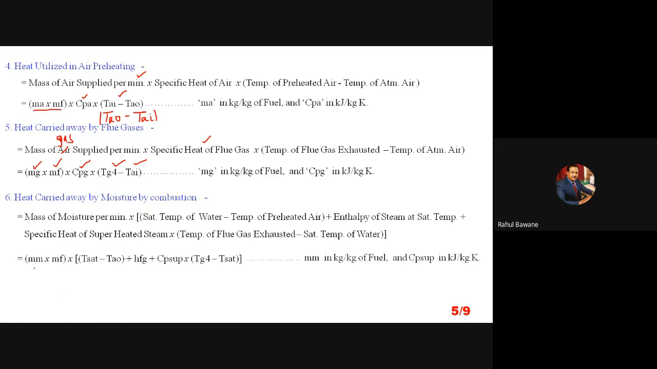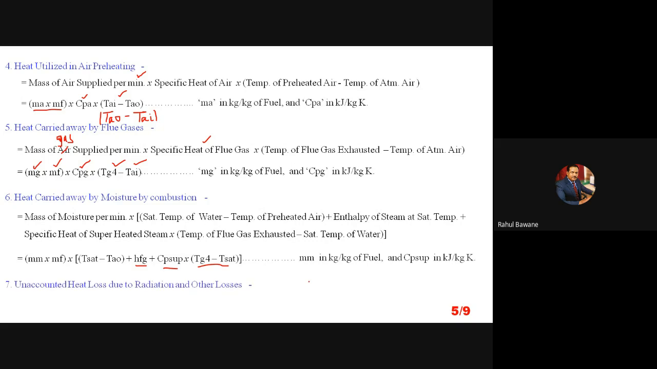So by notation, mass of moisture multiplied by mass of fuel multiplied by T saturation minus T air supply to boiler, or air outlet temperature from air preheater, plus hfg, enthalpy of fluid and gas, that is wet steam, plus Cp of superheated steam, then temperature difference of Tg4 minus T saturation.